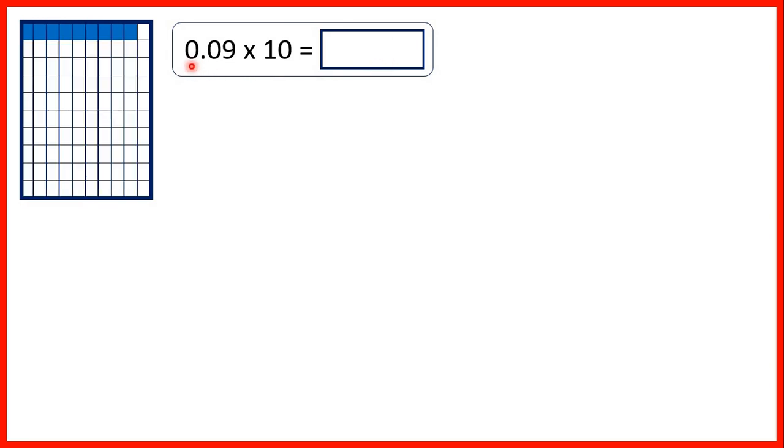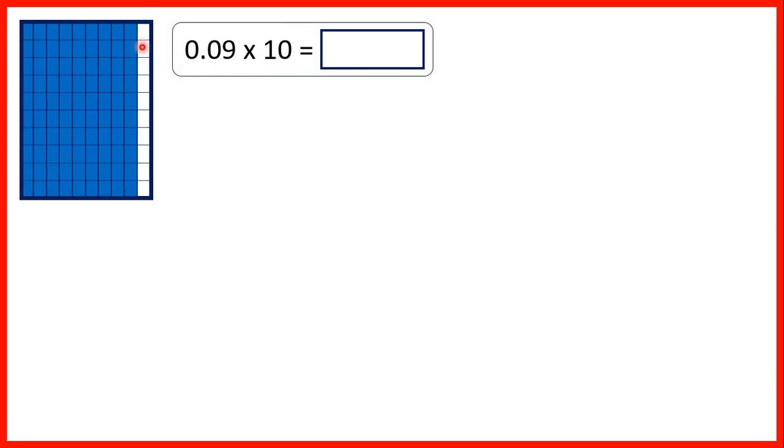We also had 0.09 times 10. So that's 9 parts out of 100, or 9 hundredths, but again, when we make it 10 times bigger, we can see that we now have 9 tenths of our rectangle shaded, so that's 0.9, because the first digit after the decimal point is the tenths digit.